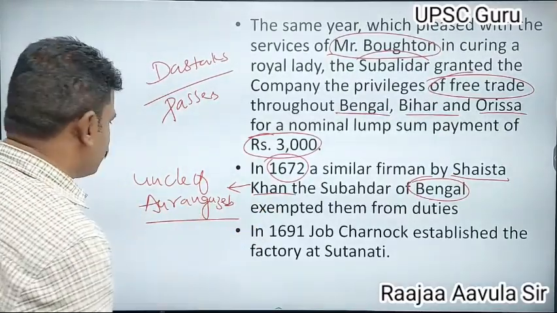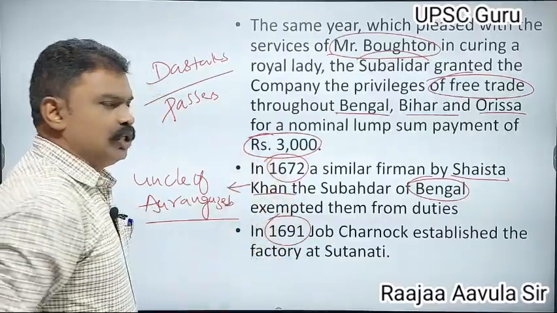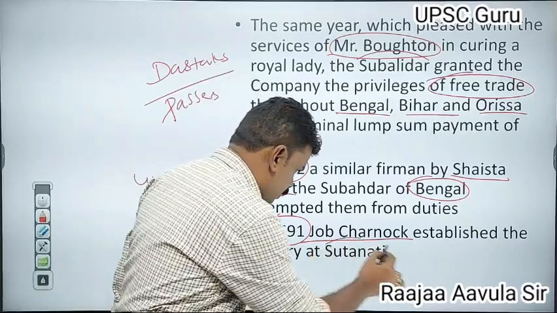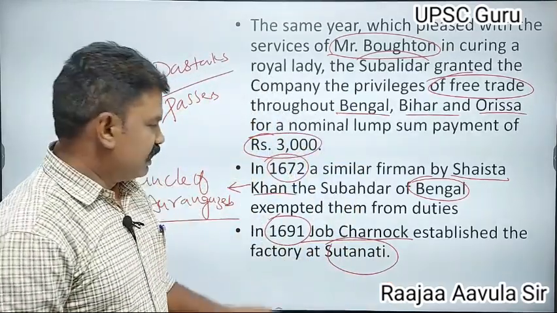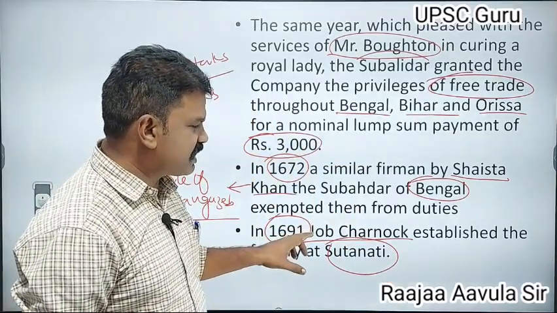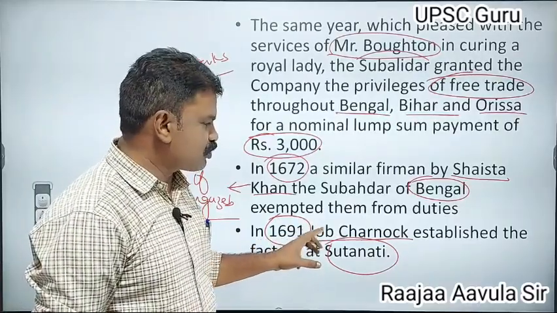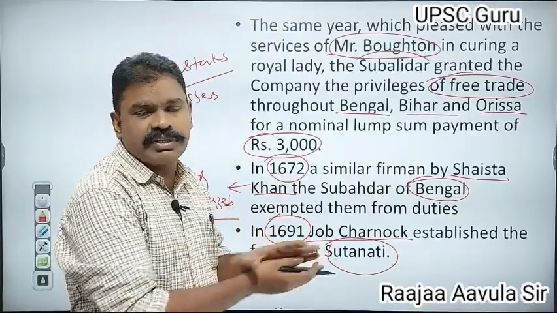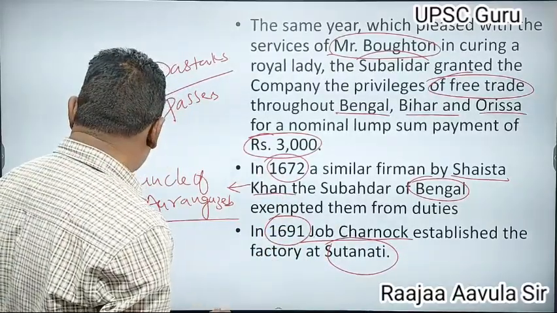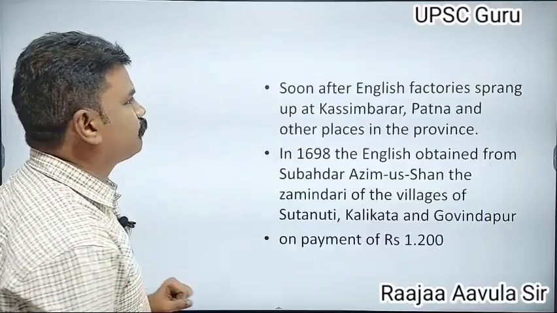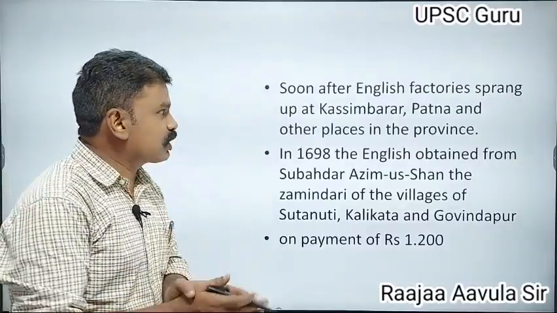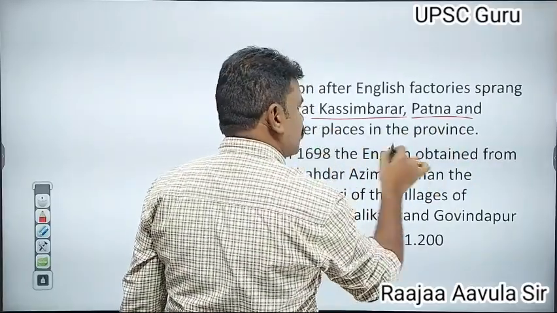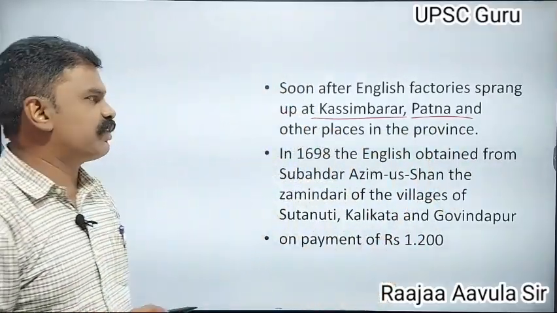After this, in 1691, Job Charnock, an officer of the English British East India Company, established a trade center, a factory, at Sutanati. This is most important because after this he also purchased other areas of Bengal. Soon after Sutanati, different factories were established at Kasimbazar, Patna and other places.